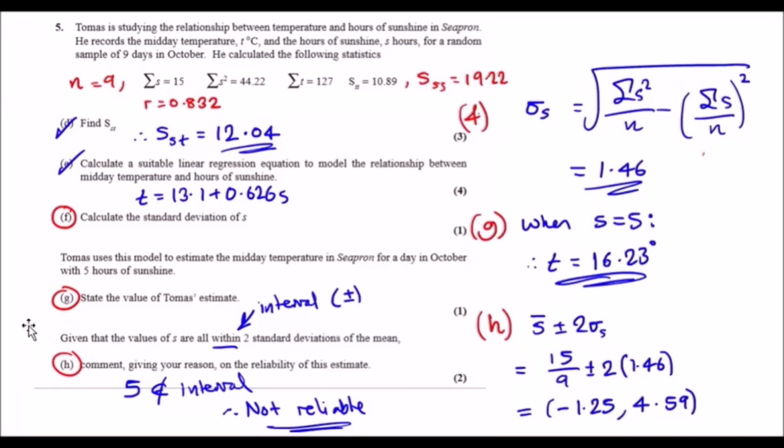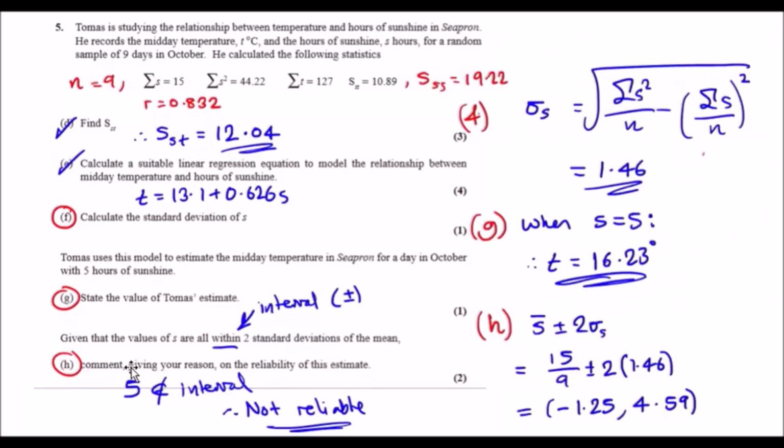Now here comes the last two. So Thomas uses this model to estimate the midday temperature in Cypron for a single day in October with 5 hours of sunshine. So 5 hours means that the S value is now 5. State the value of Thomas' estimate. So this is just simply when S is 5, you plug into the equation here. So 13.1 plus 0.626 times 5, you should get 16.23 degrees. Okay, done. That's it.